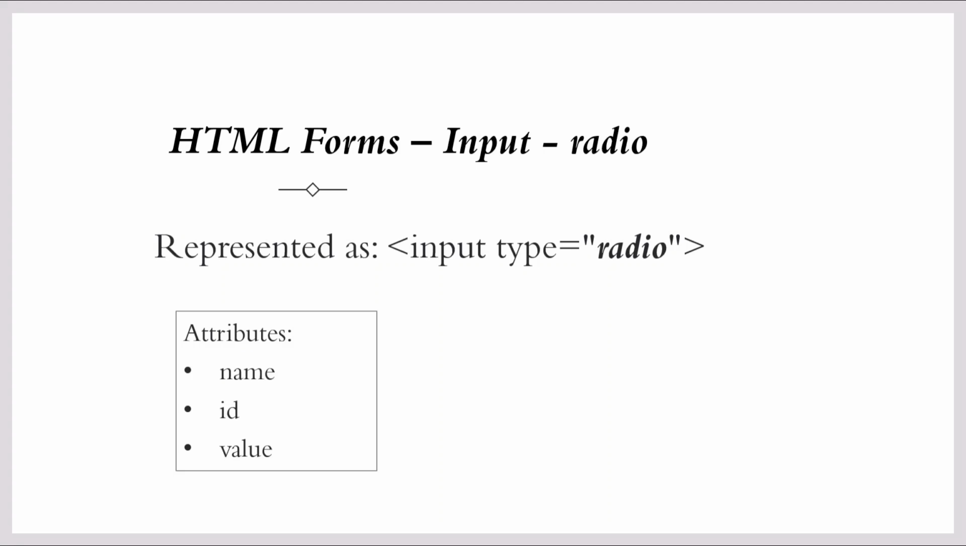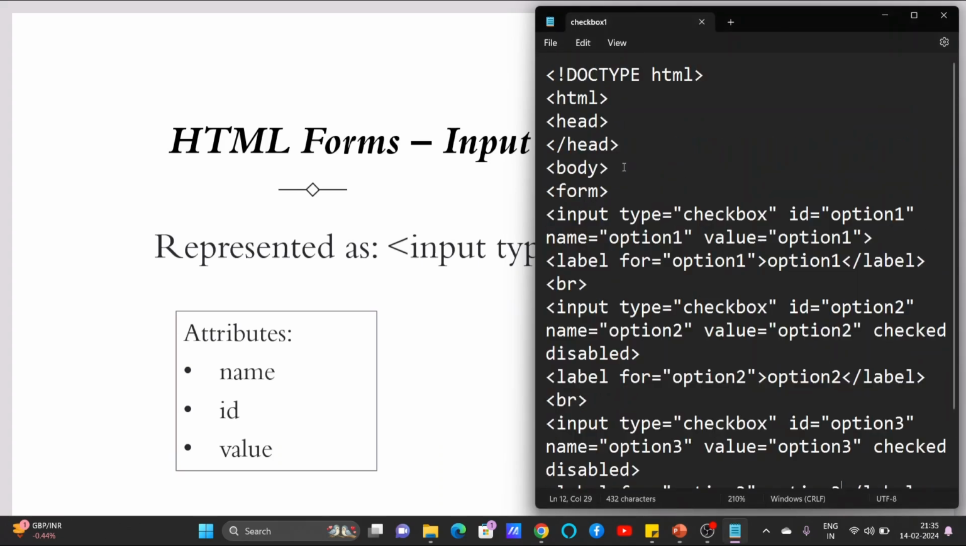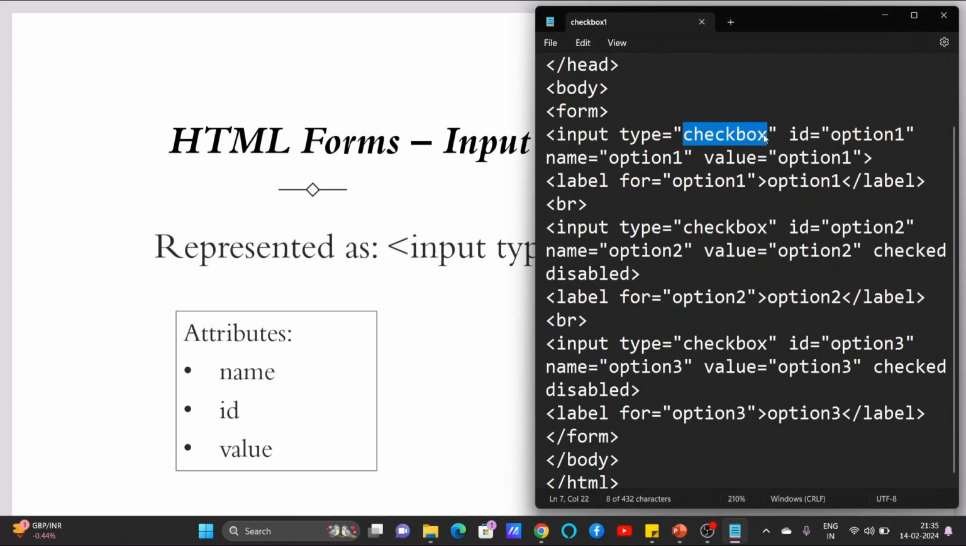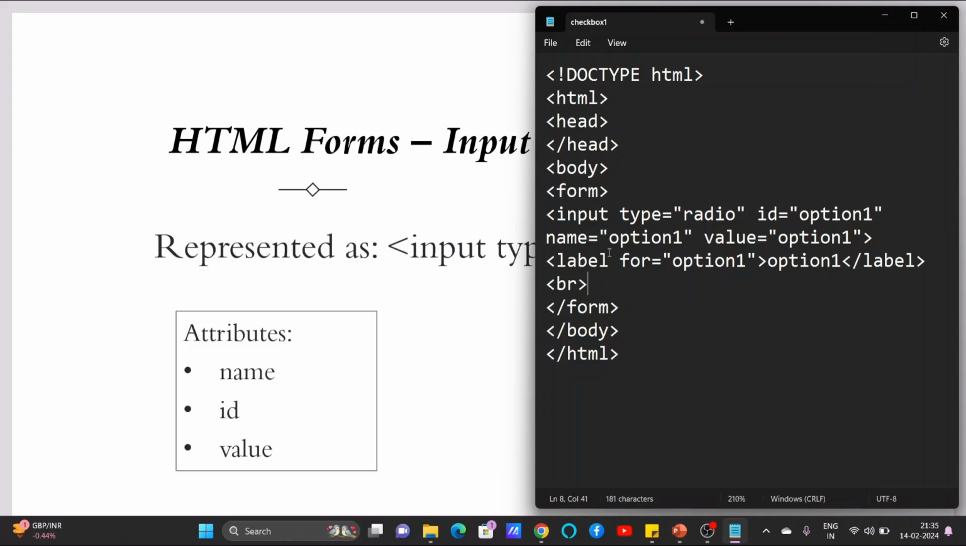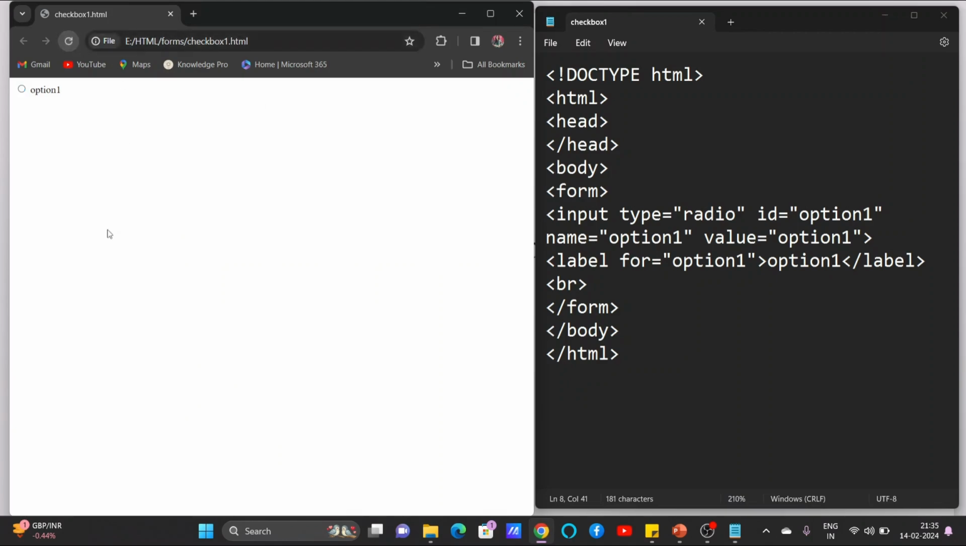Let's add this to our editor. Input type equal to radio, ID option 1, name option 1, value option 1, label for option 1. Save the file. Refresh the page. Did you see the radio button is added? Using the same syntax, we can create required number of radio buttons.